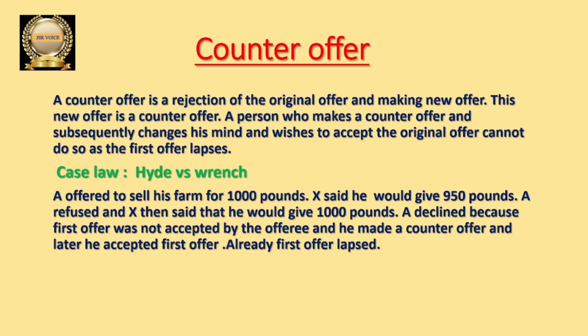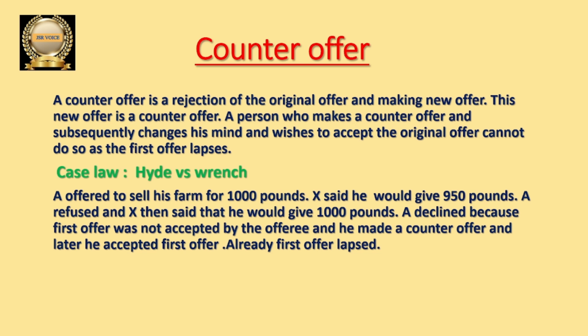Whenever X changes the original offer, 1,000 pounds is the original offer, and he is changing it to 950 pounds, at that time we can say that X is making a counter offer. He is not accepting. He is making a counter offer. So whenever he makes the counter offer, the original offer will come to an end. And A, the offerer, refused.